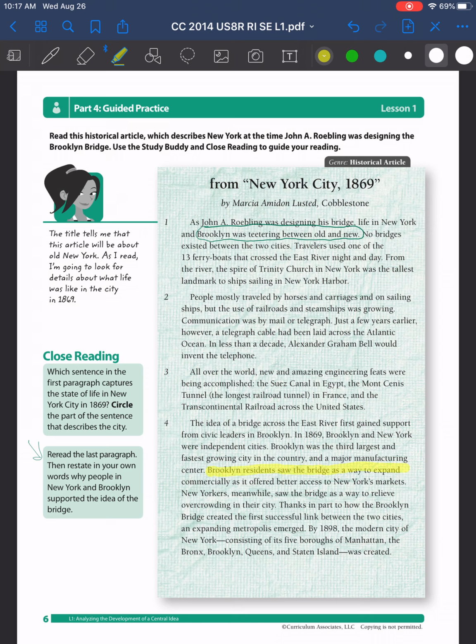Okay, so Brooklyn residents wanted the bridge so they could expand commercially because it offered better access to New York's markets. While New Yorkers, meanwhile, saw the bridge as a way to relieve overcrowding. There's too many people, so they're like, yes, build a bridge, get some of them out of here. So basically, in my own words, I would say the last paragraph explains that Brooklyn residents wanted to expand so that they could go over to New York and sell things, whereas New Yorkers wanted the bridge so that they could get rid of some of their population because they were so overcrowded.